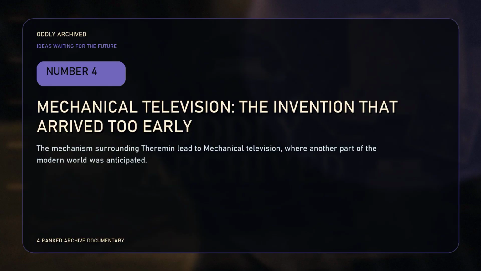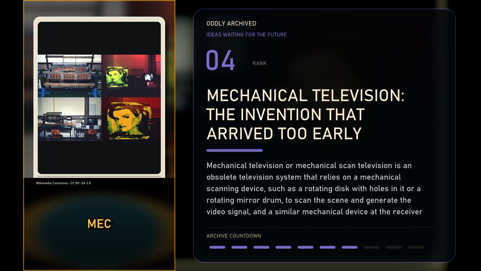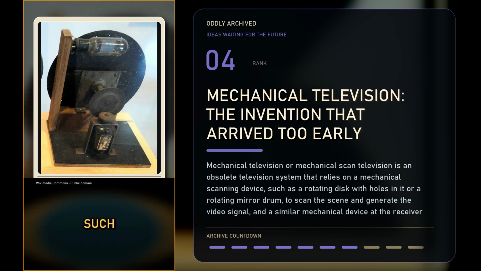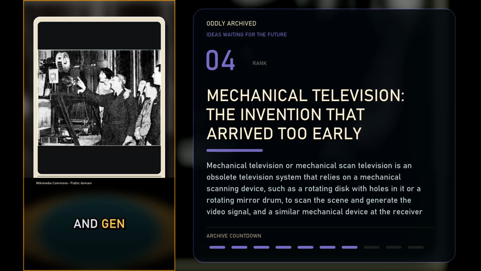The mechanism surrounding theremin led to mechanical television, where another part of the modern world was anticipated. At number 4, mechanical television, the invention that arrived too early. Mechanical television or mechanical scan television is an obsolete television system that relies on a mechanical scanning device, such as a rotating disc with holes in it or a rotating mirrored drum, to scan the scene and generate the video signal, and a similar mechanical device at the receiver to display the picture.